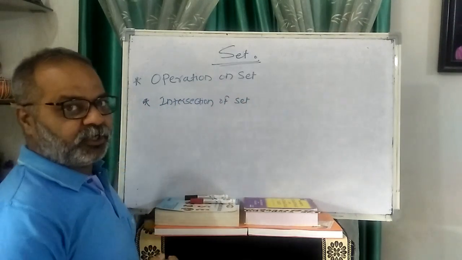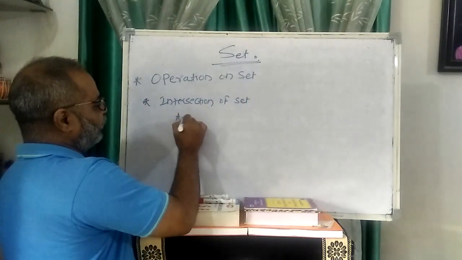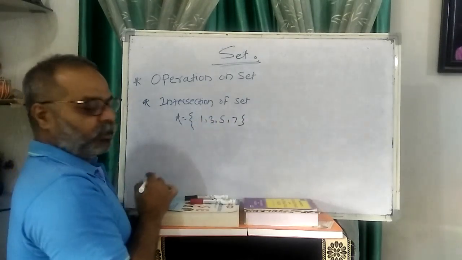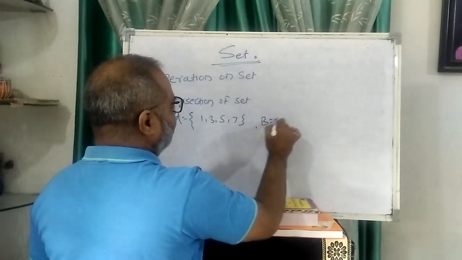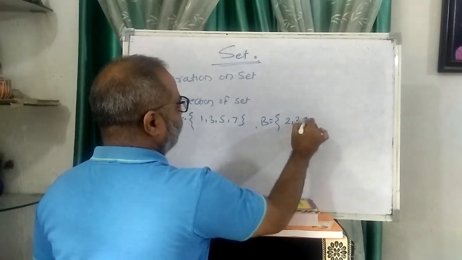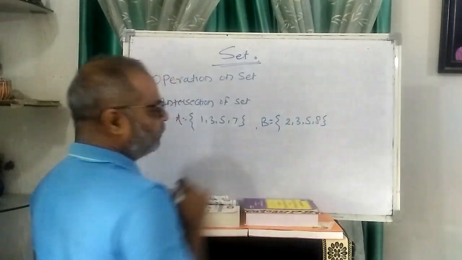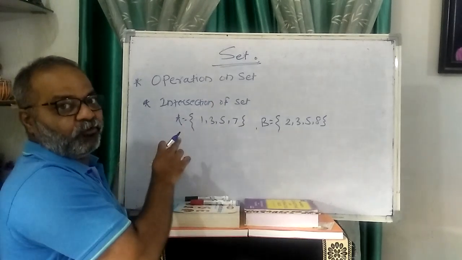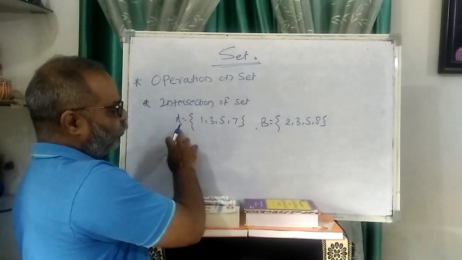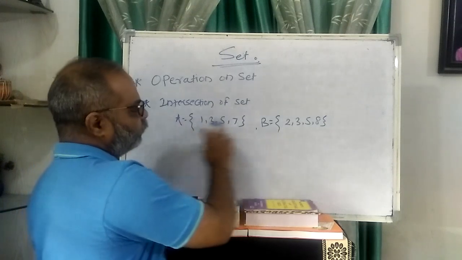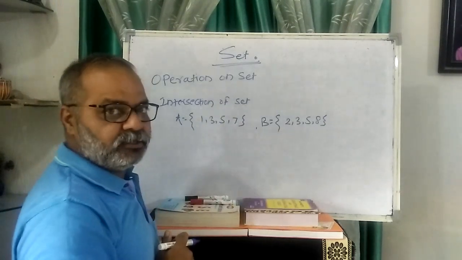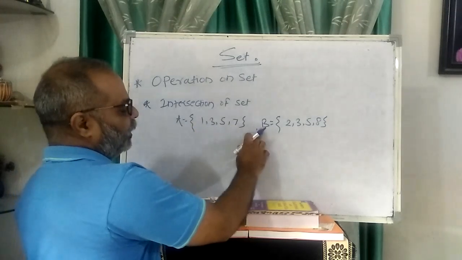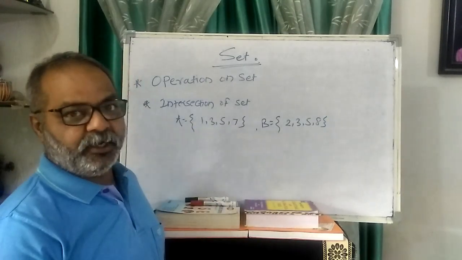I will write two sets on the board. Set A contains the elements 1, 3, 5, 7 and set B contains the elements 2, 3, 5, 8. There are 4 elements in set A, which is read as n of A. So n of A is 4, and the number of elements in set B is also 4. The elements are 1, 3, 5, 7 in A and 2, 3, 5, 8 in B.